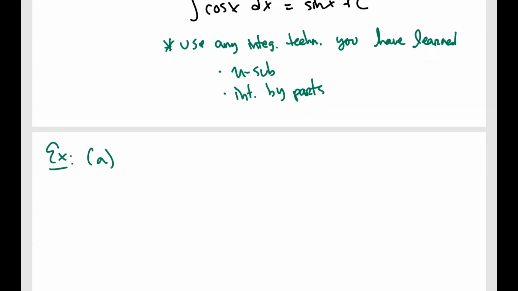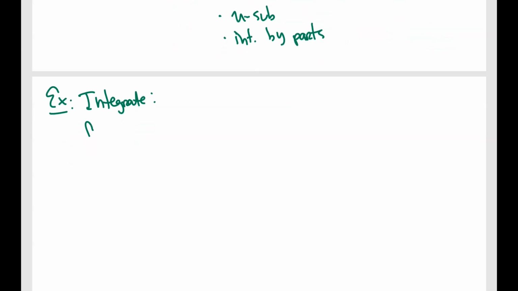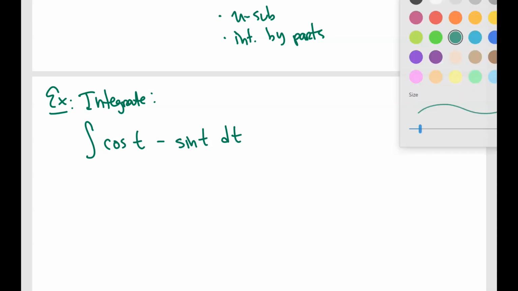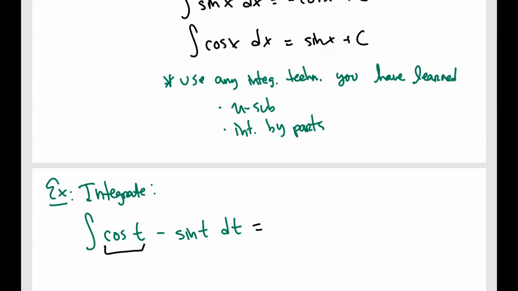Okay, so we want to integrate. Let me just write integrate here so that there's some directions. So what you want to do is take the integral of cosine of t minus sine of t dt. There's really nothing to this integral. All we have to do is just take the antiderivatives. The antiderivative of cosine, we just figured out, is sine.